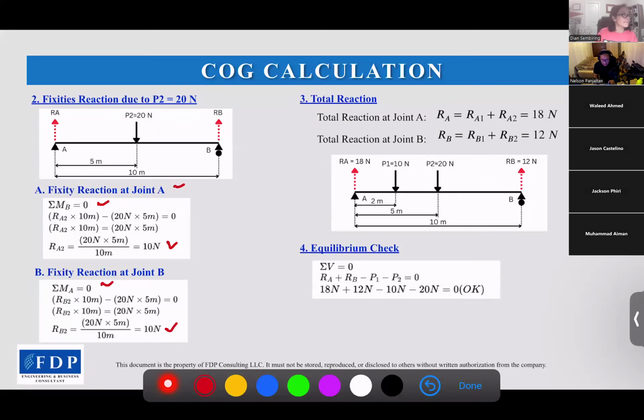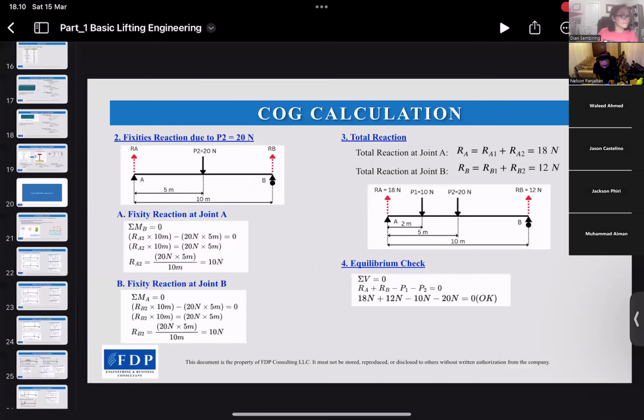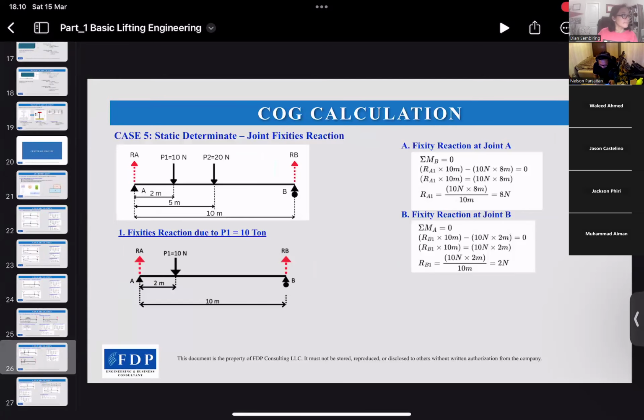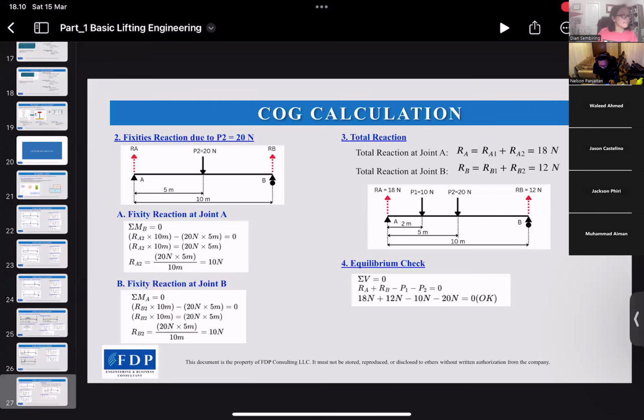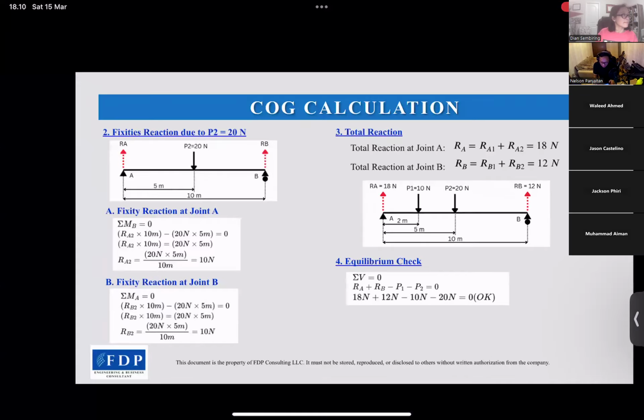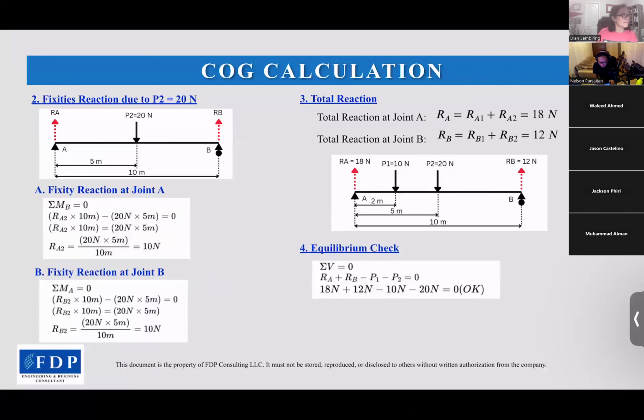After that, we get the total reaction. The total reaction at joint A is RA1 plus RA2, the ones we calculated before. For RA1 we got 8 newtons and RA2 we got 10 newtons. So we got the total reaction at A, 18 newtons. And then the total reaction at B is 12 newtons.